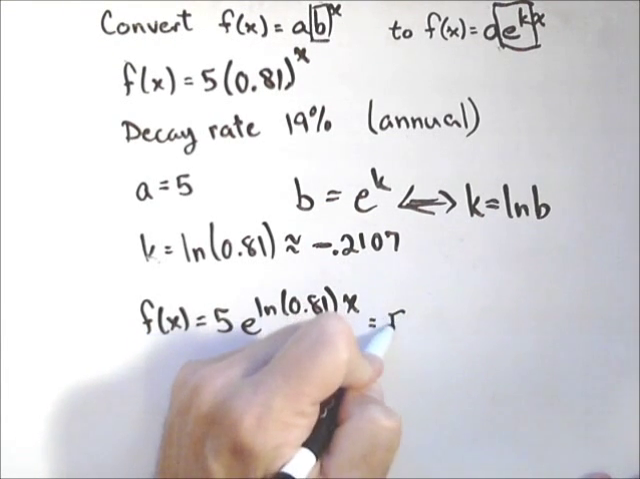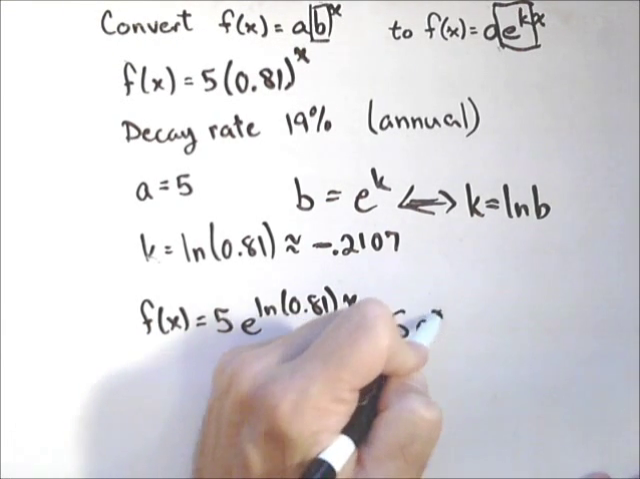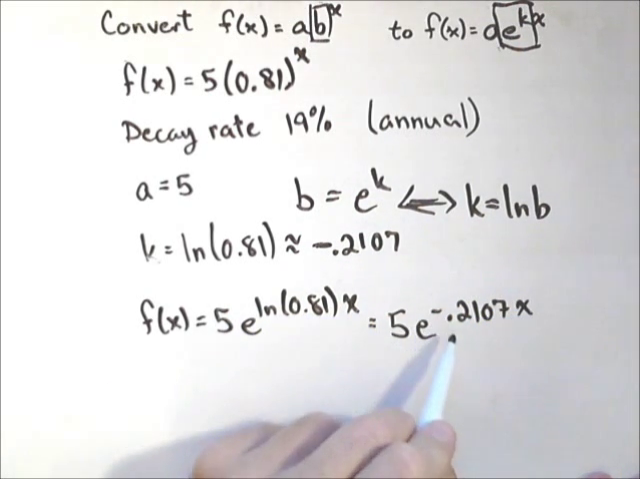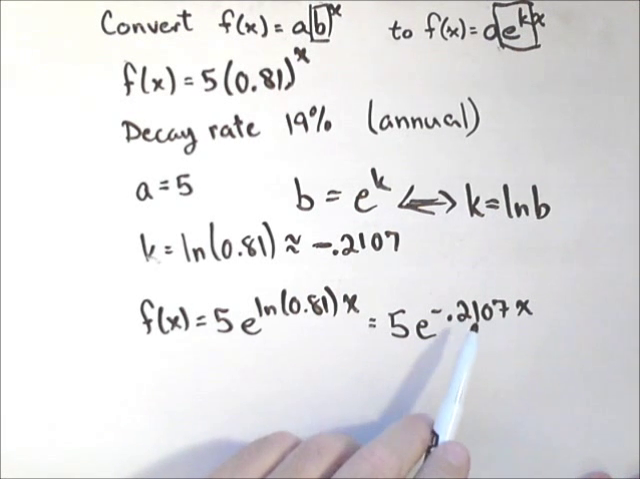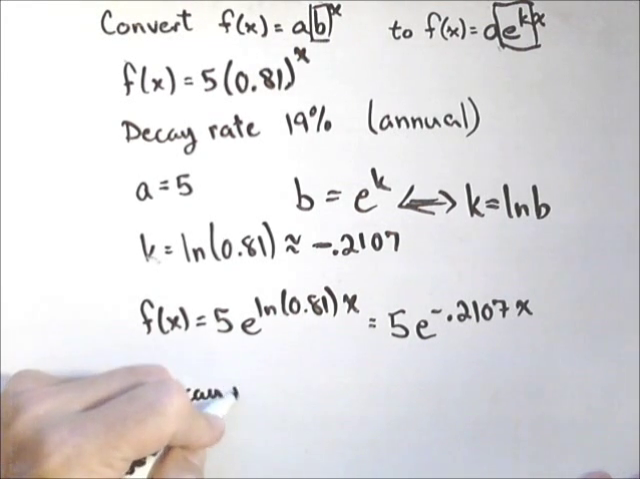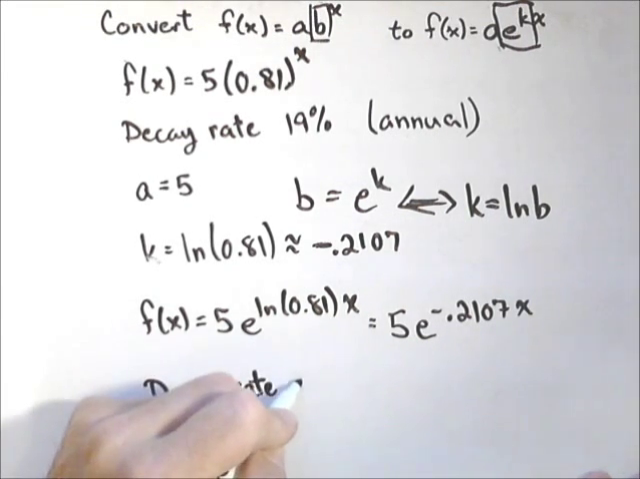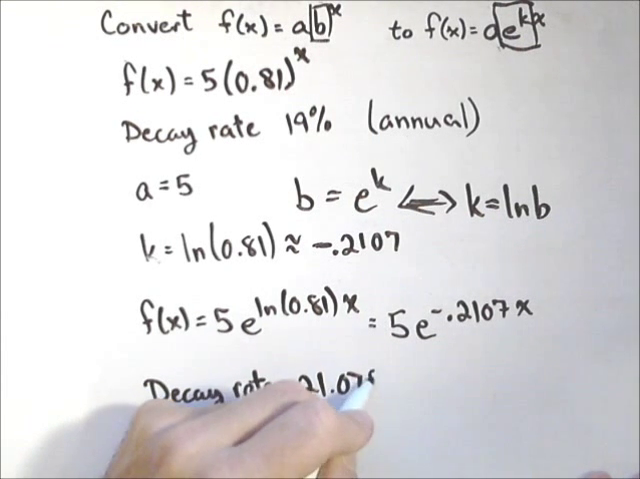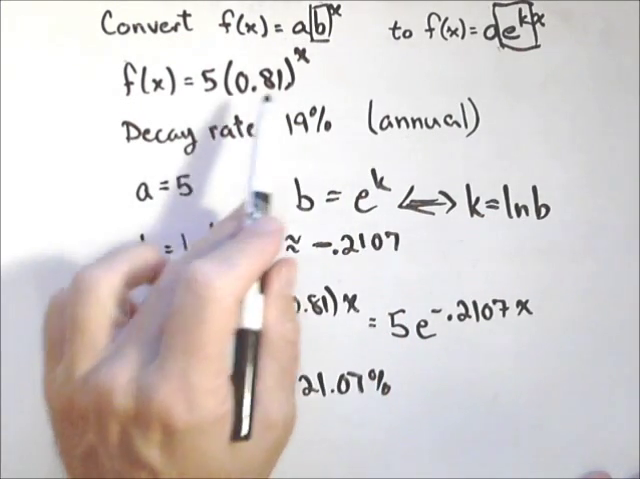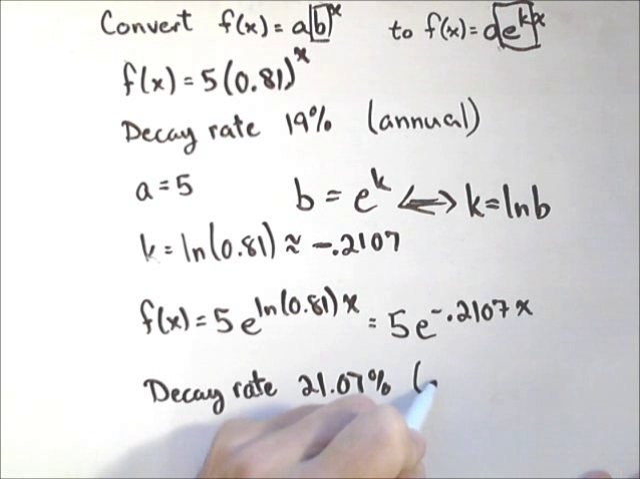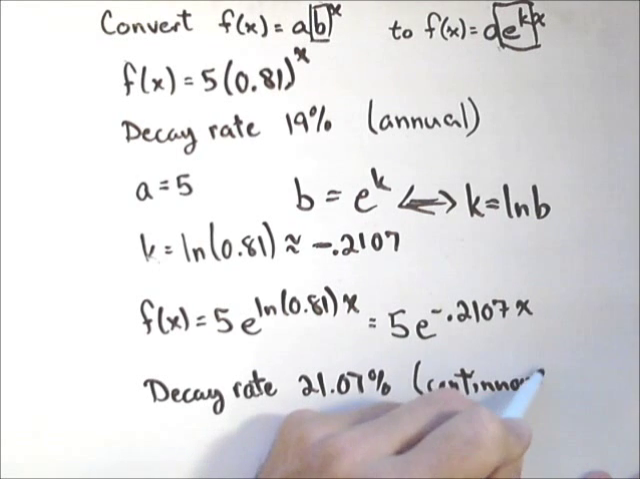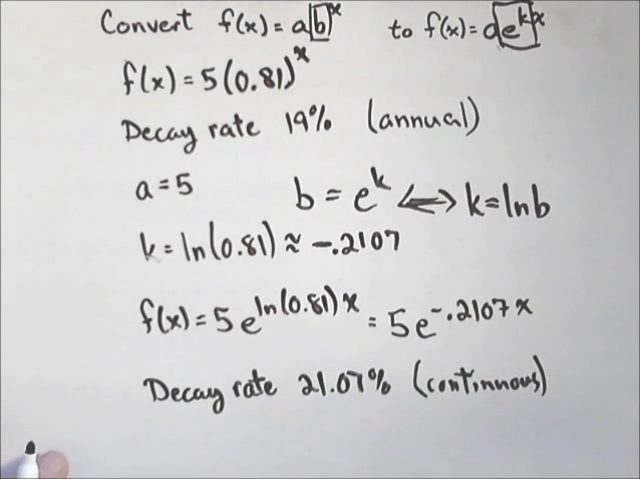So 5 e to the negative 0.2107 x, but we will lose a little bit of accuracy with this. Now, we still have a decay rate, and we know it because it's negative, of 21.07%. Now, like we said on our last one, that's our annual decay rate, or per unit change in our input. This would be a continuous decay rate. So again, we get a little bit different information from each model.